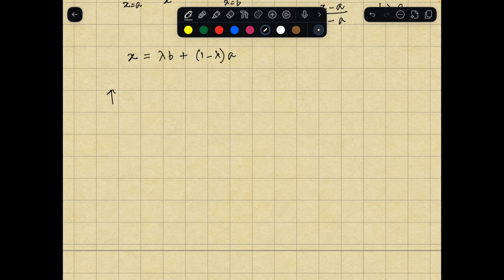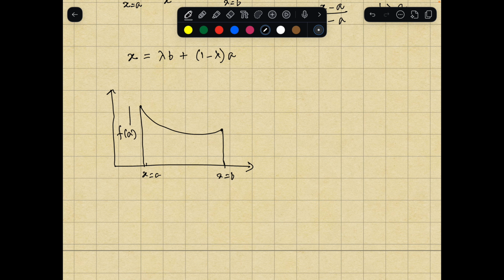Okay, let us draw this function again. So we have x equal to a to x equal to b, and we have this function, where this height is f of a, and this height is f of b.